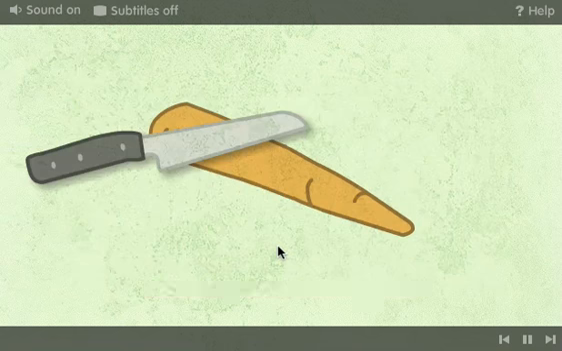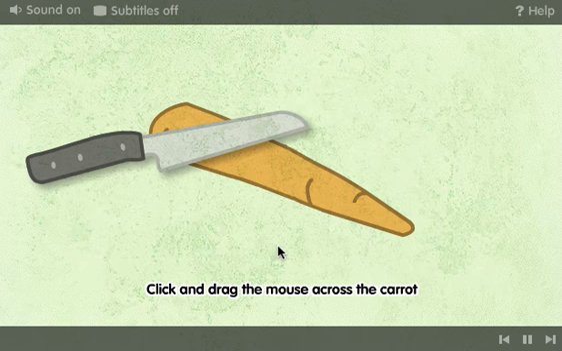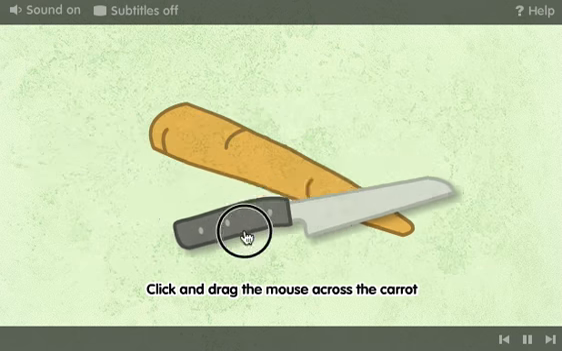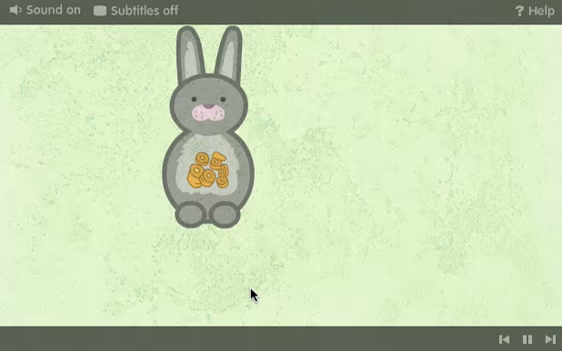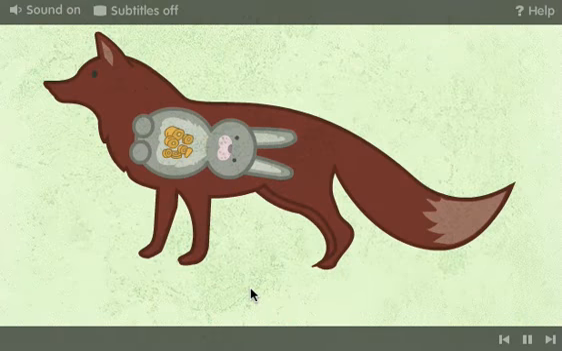This delicious carrot was grown by a plant and is eaten by animals. Click and drag the mouse across the carrot and chop it into bite-sized chunks. This little bunny needs nutrition. And so does this fox.